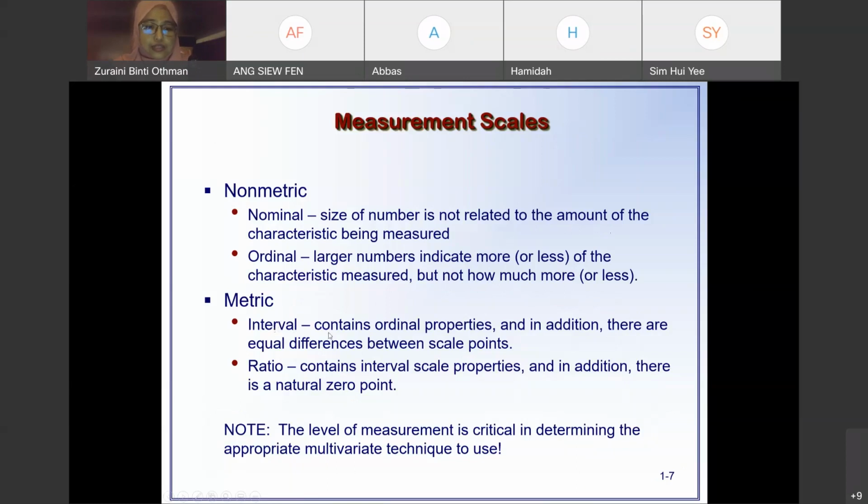And for metric, the type is interval, which contains ordinal properties. In addition, there are equal differences between scale points, and ratio contains interval scale properties. In addition, there is a natural zero point. Okay, the note here is that the level of measurement is critical in determining the appropriate multivariate technique to use. Okay, do you understand what is nominal, ordinal, interval, ratio?